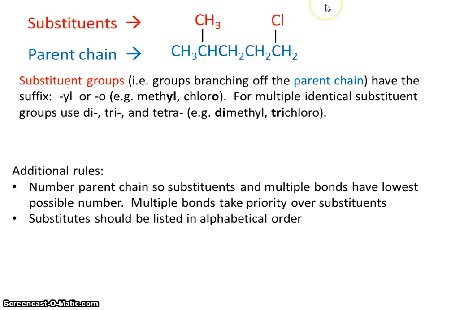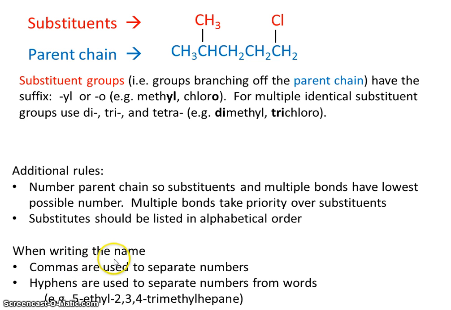Here's a few more rules we should be aware of. When writing the name, commas are used to separate numbers. Hyphens are used to separate numbers from words. So in this molecule here, we know we have 5 carbons. The parent chain is called pentane. We learned that in the previous video. And we have 2 substituents. Chloro, which is coming off the 1st carbon, and methyl, which is coming off the 4th carbon.